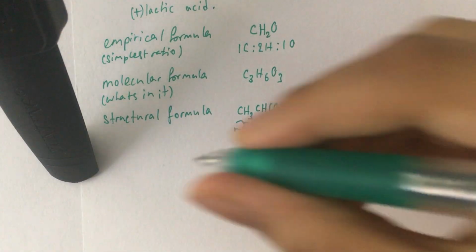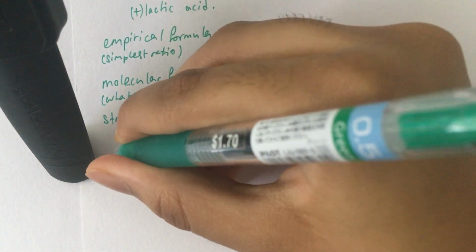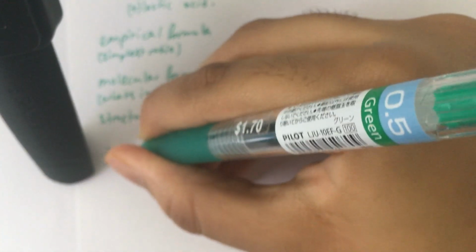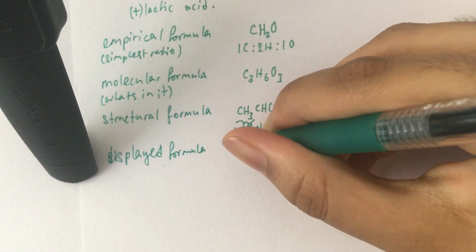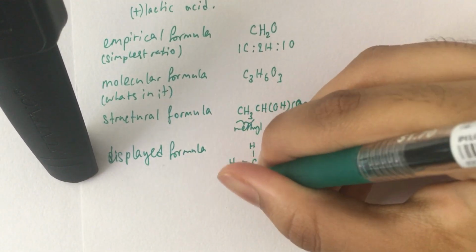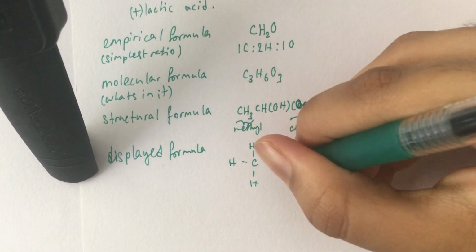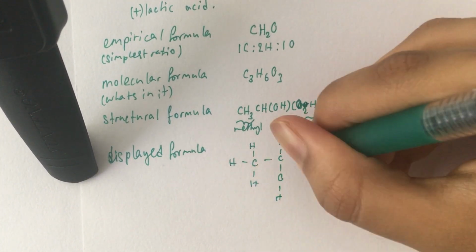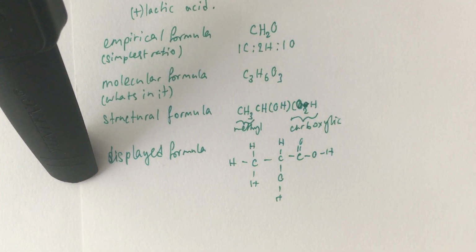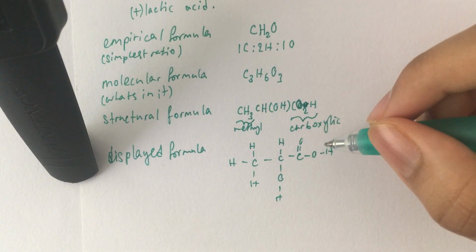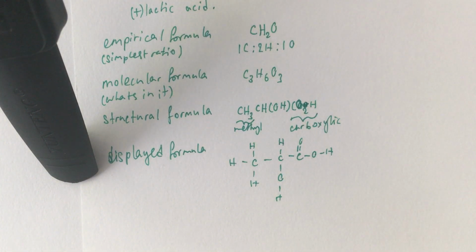The next level of detail is the full structural or displayed formula. This will help you to clearly see the actual bonding, like whether it's a single bond or double bond, and which atoms are bonded to which. If you were to draw out lactic acid in a displayed formula, this is what it will look like. From here you can actually see that there's a double bond between C and O. You can kind of tell if you know what CO2H means, but if you didn't know what it means, then you may not know how it's bonded.